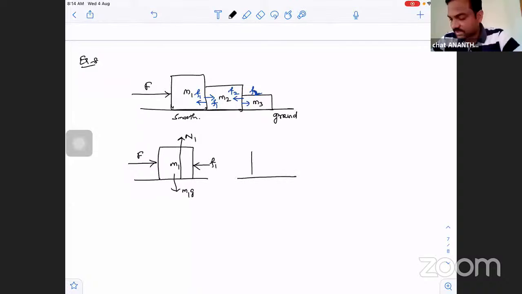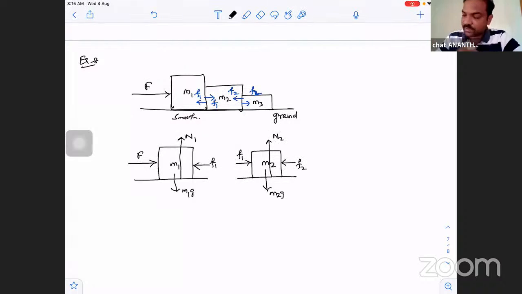Then what are the forces acting on M2? On M2, what will be the forces? F1 will be the force acting. M1 will try to push M2 with F1 force, and M2G will act downward, and the normal force will act upward. And there is one more force, that is F2, which is applied by M3. It's something like a sandwich.